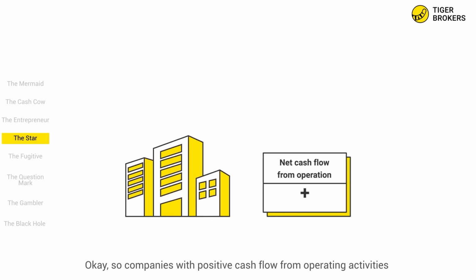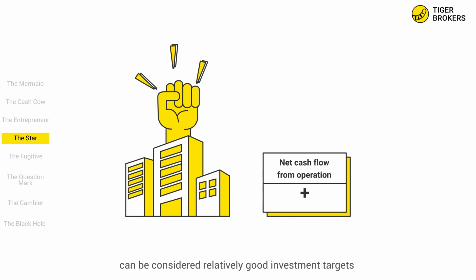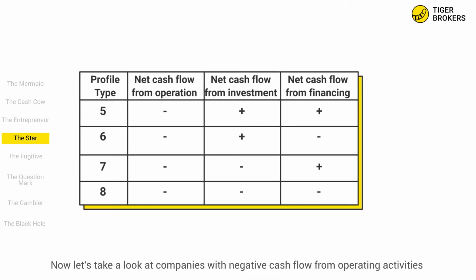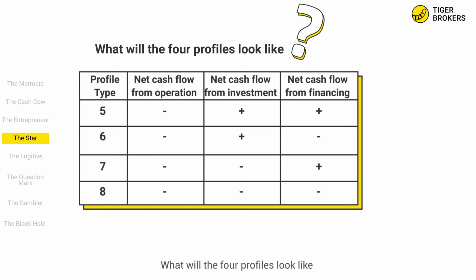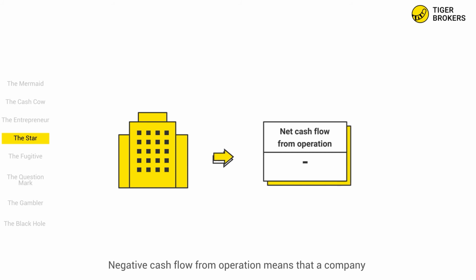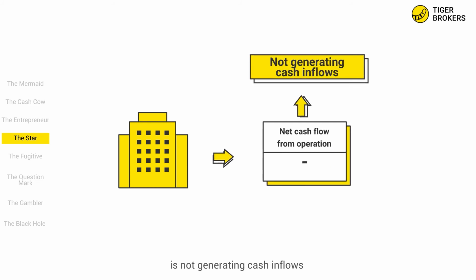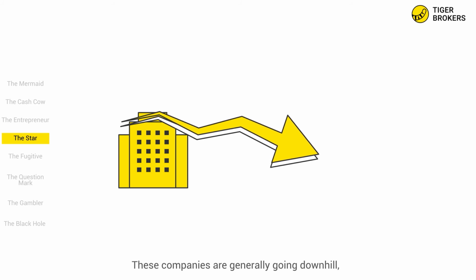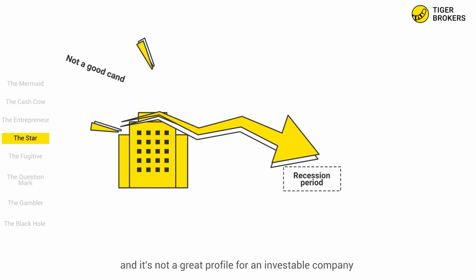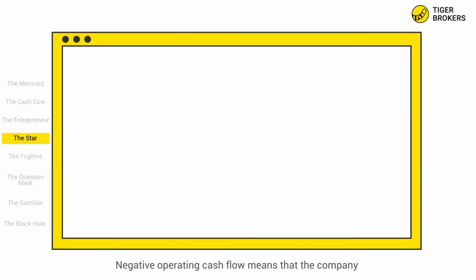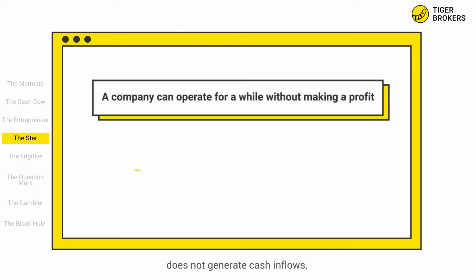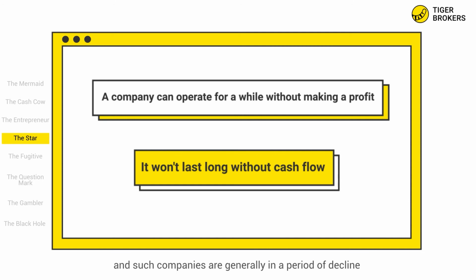Okay, so companies with positive cash flow from operating activities can be considered relatively good investment targets. Now, let's take a look at companies with negative cash flow from operating activities. What will the four profiles look like? Negative cash flow from operation means that a company is not generating cash inflows. These companies are generally going downhill, and it's not a great profile for an investable company. Such companies are generally in a period of decline. This profile is generally not a good candidate for investment.